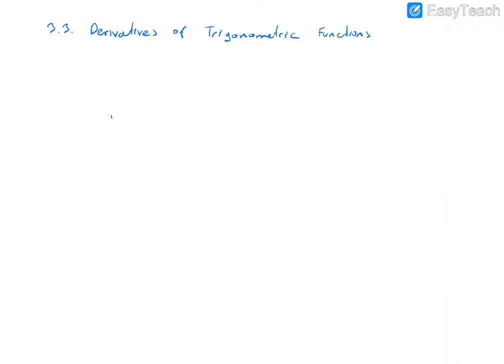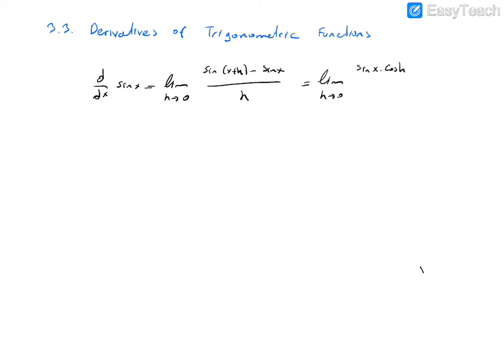From the definition of the derivative, the derivative of sine x equals the limit as h goes to 0 of sine of x plus h minus sine x over h. If we use the identity for sine of x plus h, this is the limit as h goes to 0 of sine x times cosine h plus cosine x times sine h minus sine x over h.